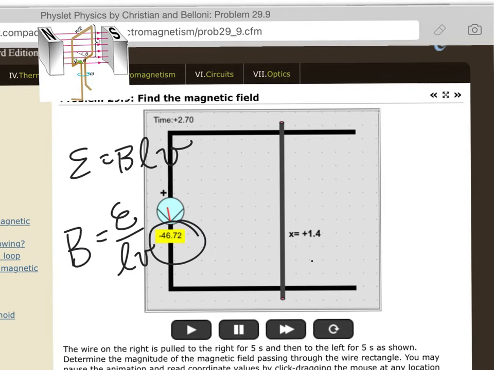And notice that when the bar is sliding this way, the flux is increasing and the deflection is negative. You see the number's negative. So that means the current is coming out of the plus terminal. Usually it reads positive when you put current into the positive terminal of a meter. And so that means that the current is clockwise.